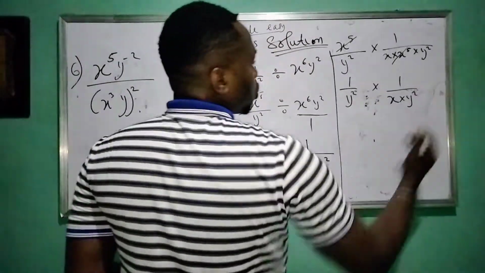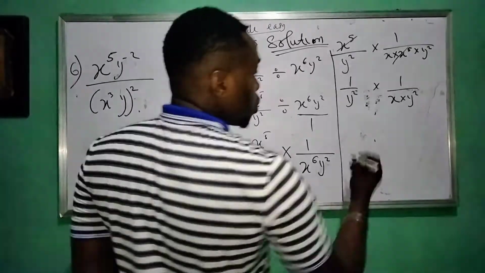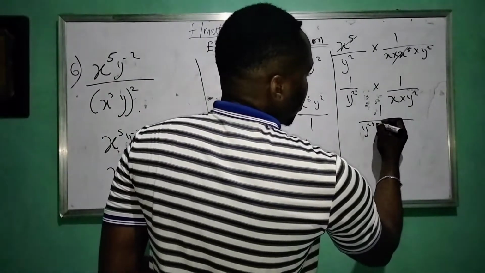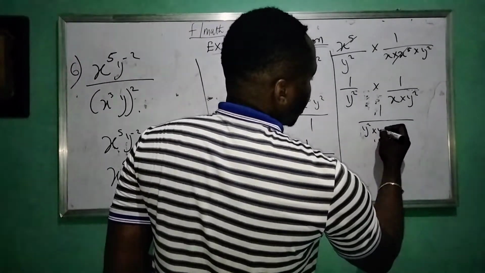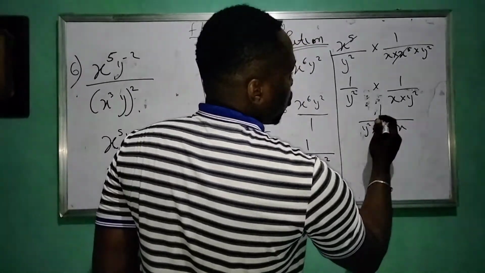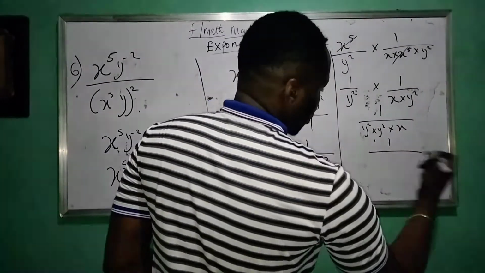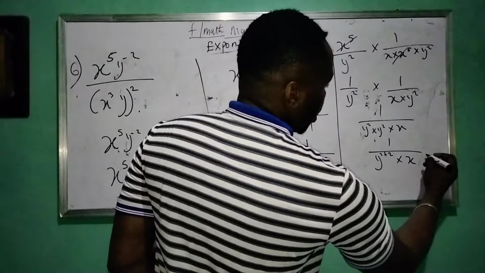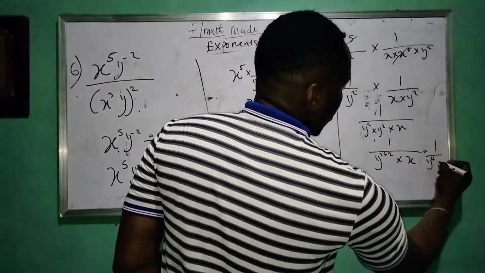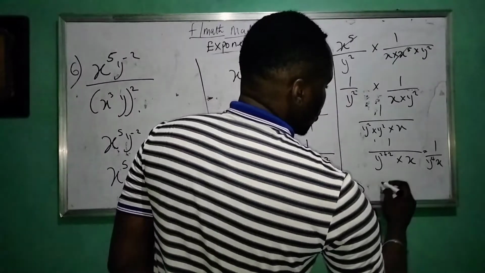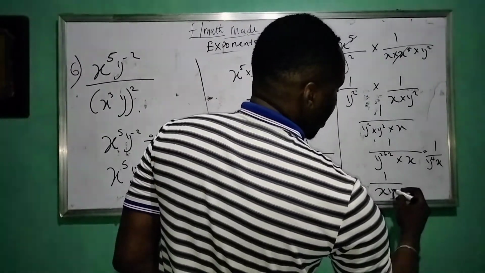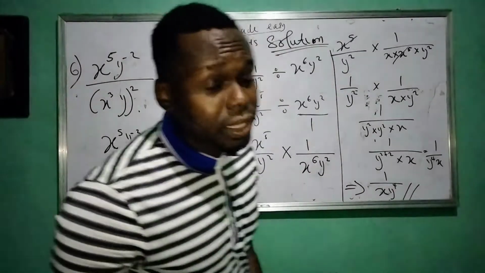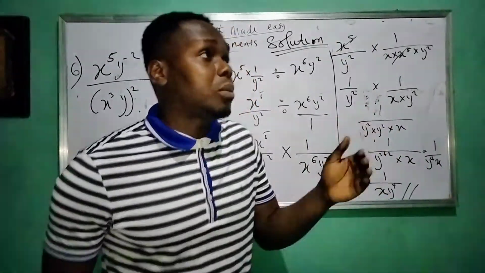If you multiply this through and apply your product rule, 1 times 1 is 1. Then you have y squared times y squared, so this is 2 plus 2. Let me break it down for the sake of order. This becomes 1 over y raised to 4. So for proper presentation, you put 1 over x times y raised to 4. You can separate that by saying 1 over x times 1 over y raised to 4.